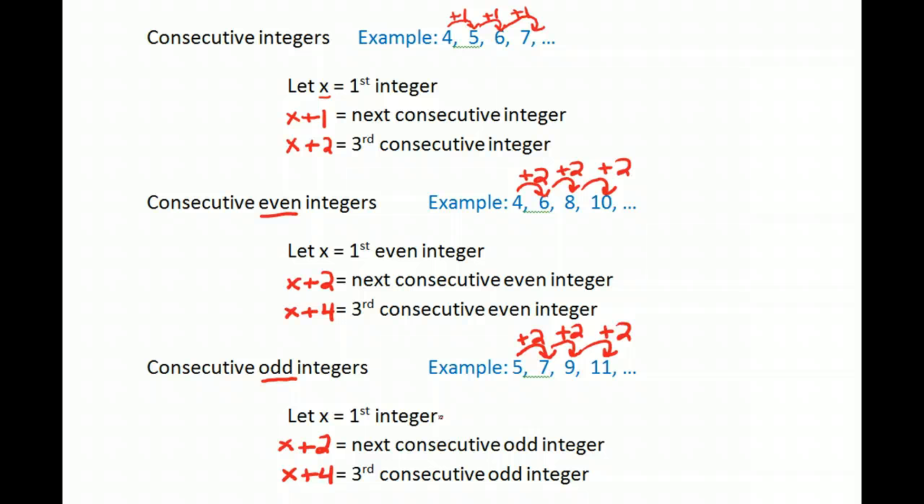Now one thing that should have been written here is I need to make sure that I'm starting with an odd integer. If I start with an even, adding 2 will get me to the next even. If I start with an odd, adding 2 will get me to the next odd.